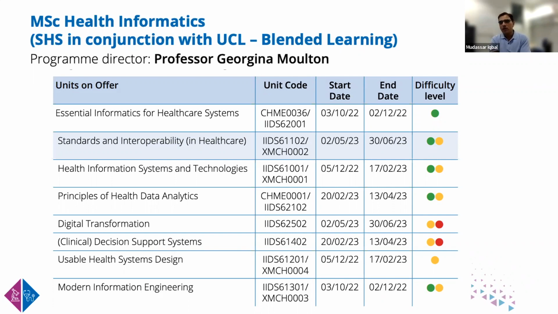Quite a few units are on offer in this course. I just want to go through them one by one. These units cover different aspects of health information systems and technologies, starting from data analytics to clinical decision support, and dealing with organizational change issues, which are key, and also how digital systems are playing a huge role in improving healthcare overall. Next one, please.